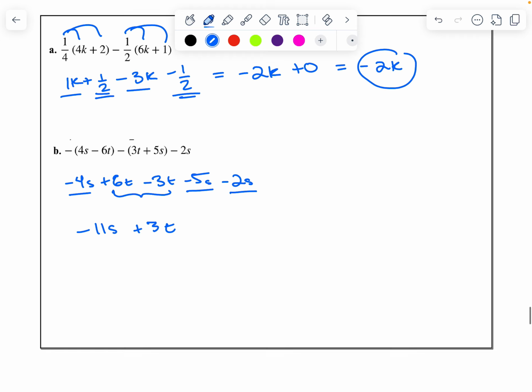It doesn't matter the order that you write these things in. You could have had 3t minus 11s. That's perfectly fine. Remember that addition is commutative. In math, algebra, mathematicians typically like to keep variables in alphabetical order, and so that's why I put the s before the t. But again, the 3t minus 11s is also a correct answer.